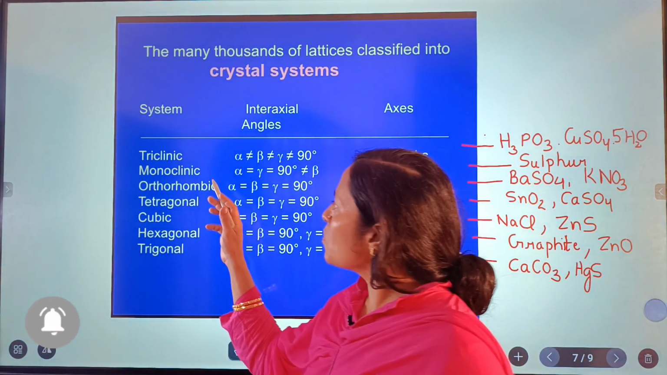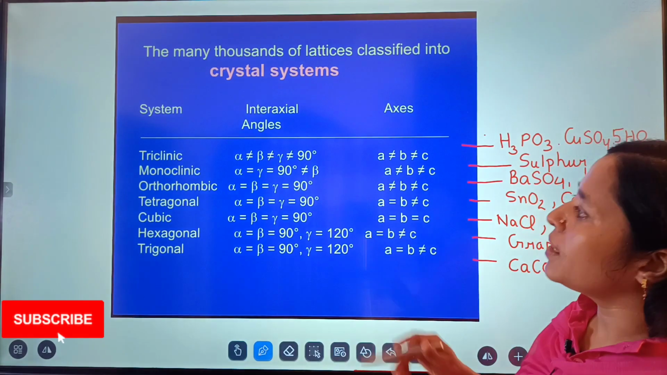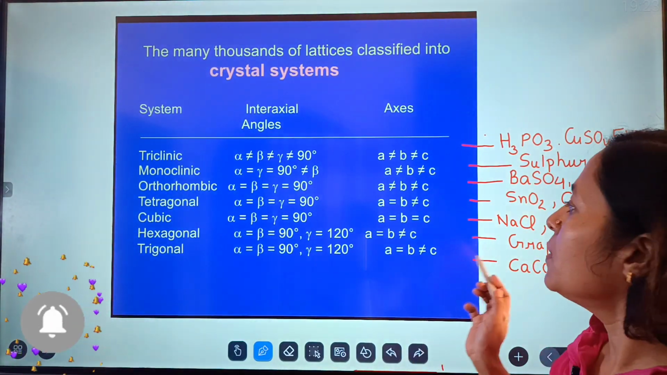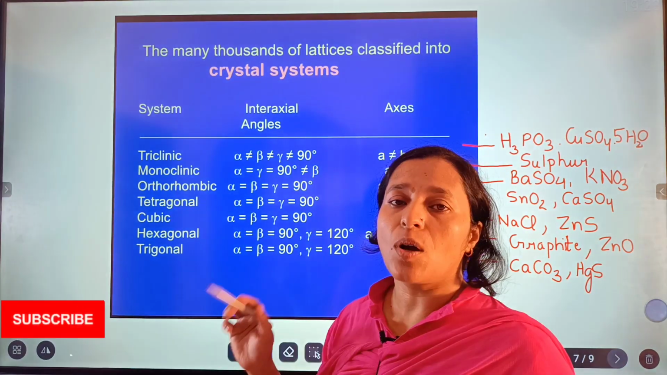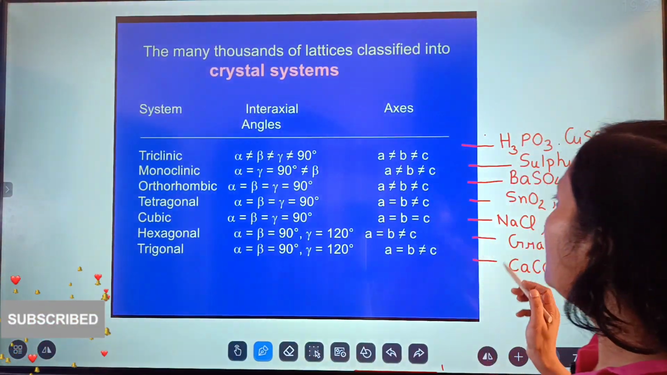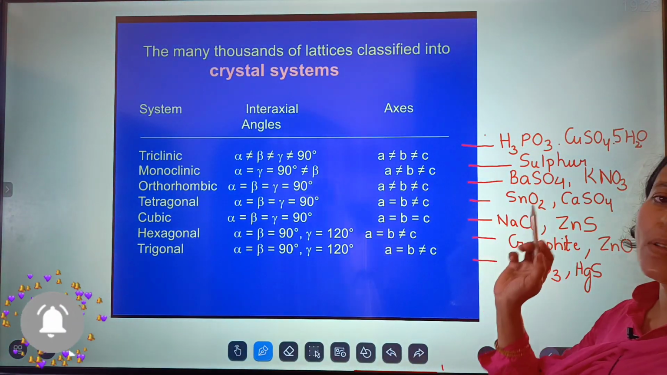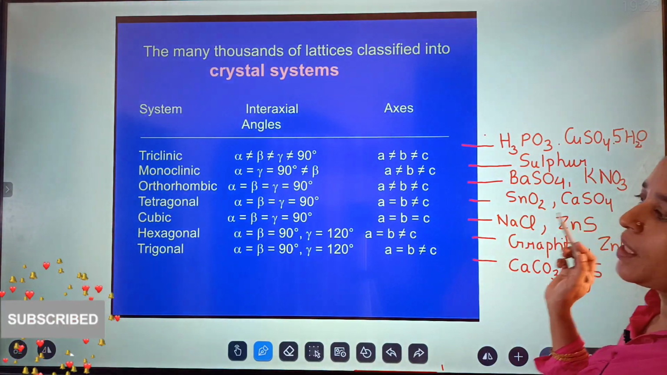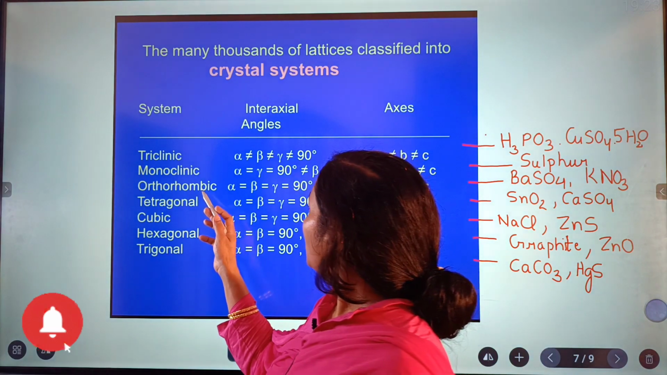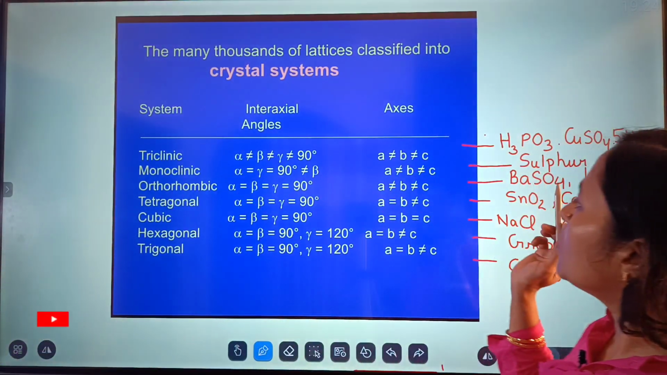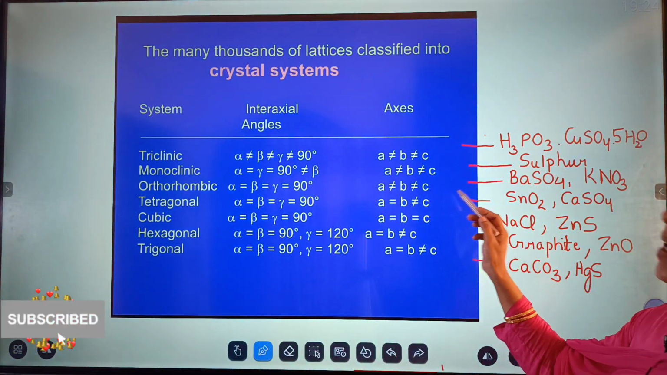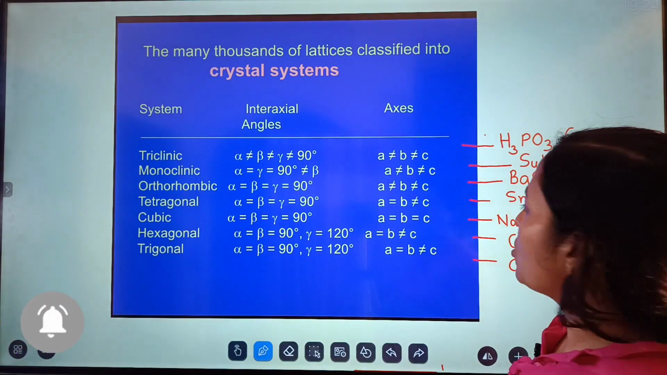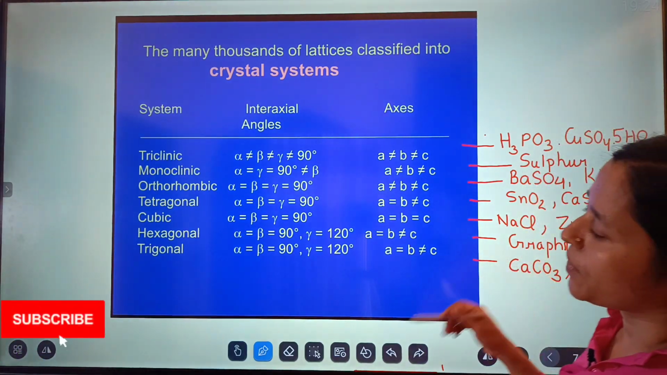Next is monoclinic. As you can see in the monoclinic, alpha is equal to gamma is equal to 90 degree, but that is not equal to the beta angle, and all the three edges they are also unequal, and the example of it is sulfur. In the case of orthorhombic, you can see all the three angles are equal, but the edges are not equal. The example of it is barium sulfate and potassium nitrate.